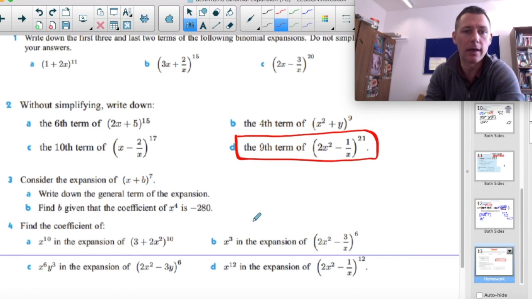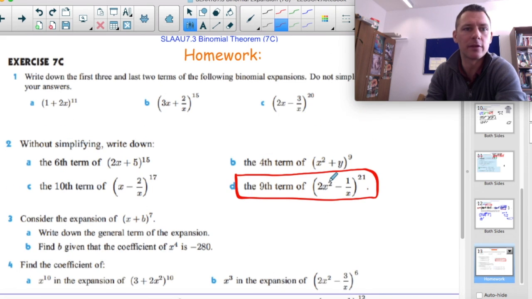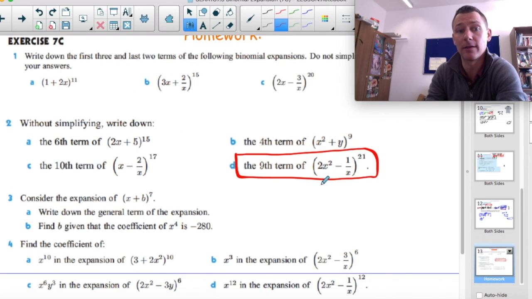Absolutely. Every year there's one like that, and pretty much the whole thing is find the 9th term of this. Sometimes they'll throw one at you that's like find the common factor, or the constant term, and the constant term is when x equals 0. That sort of thing.